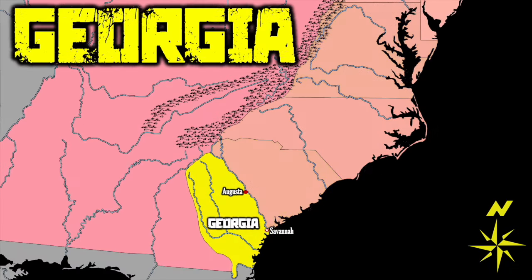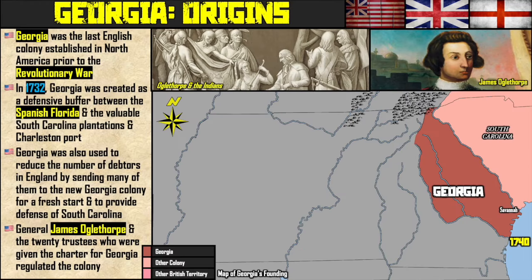The last southern colony we will look at is Georgia. Georgia was the last English colony established in North America prior to the Revolutionary War. In 1732, Georgia was created as a defensive buffer between Spanish Florida and the valuable South Carolina plantations and the port of Charleston. Georgia was also used to reduce the number of debtors in England by sending many of them to the new Georgia colony for a fresh start to provide defense for South Carolina.